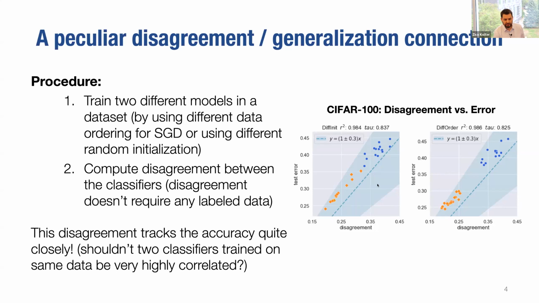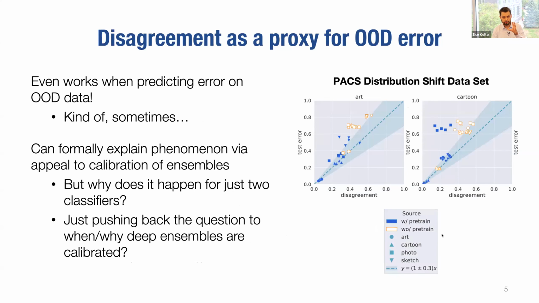Furthermore, this property doesn't just hold on the in-distribution data, but it also works sometimes when evaluating how well these classifiers work on out-of-distribution data. So OOD stands for out-of-distribution. And what we have here on the right now is another data set where I'm also plotting the disagreement between two classifiers on the x-axis, and on the y-axis, the average test error of those two classifiers. And this is now on a data set called PACS. It basically has a bunch of images where the images are either photos.